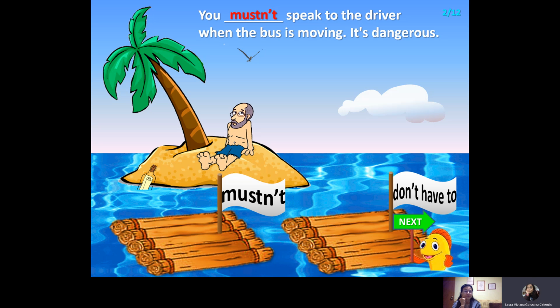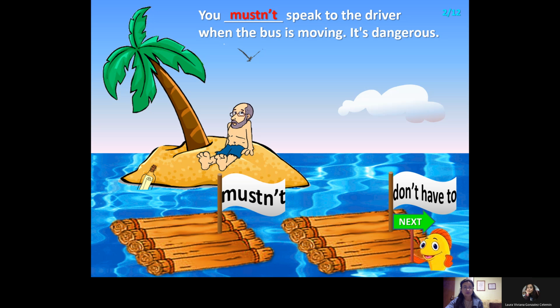You don't have to speak to the driver when the bus is moving. It's dangerous. You say it's dangerous. Dangerous. Repeat. Dangerous. Very good. It's better. So you say the appropriate one is don't have to. Yes? You don't have to speak to the driver? Yes?